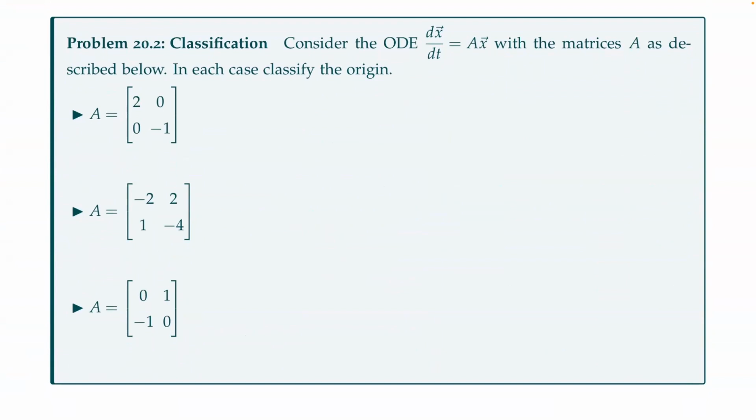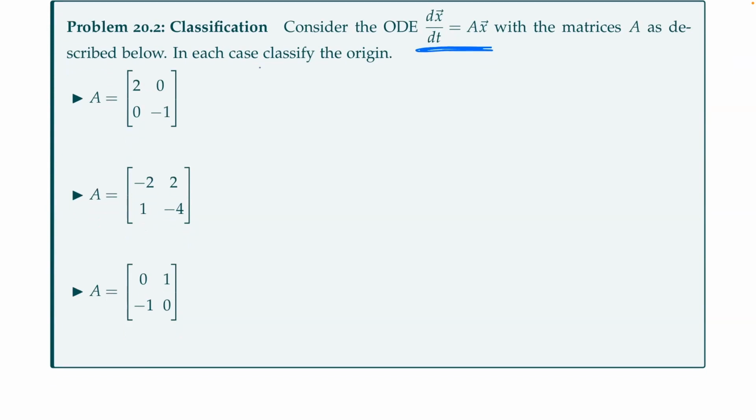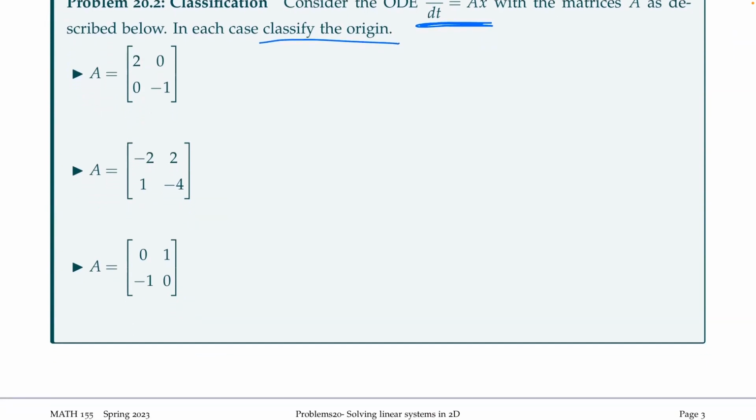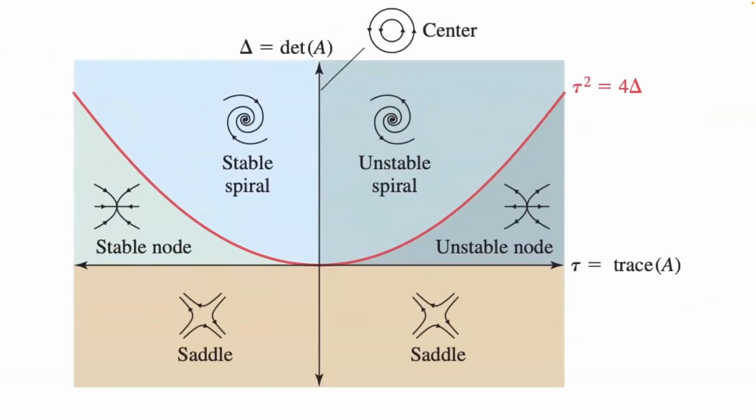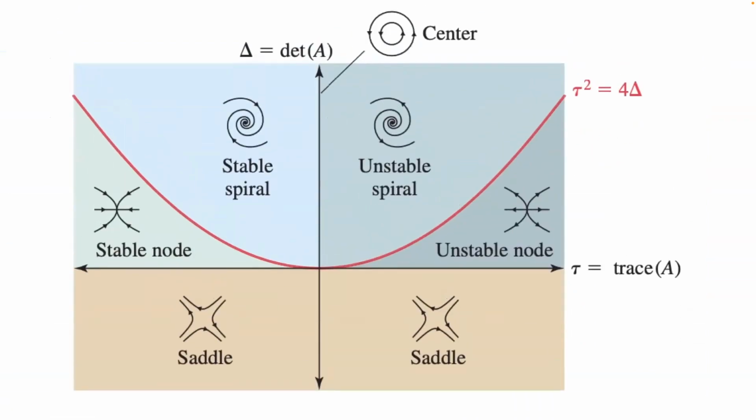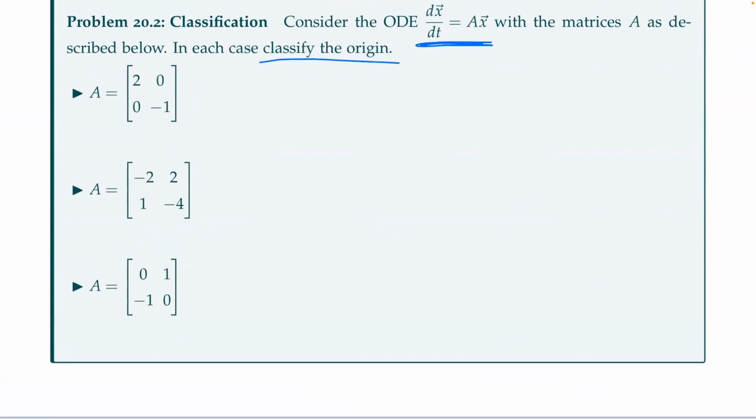Okay, so we're given 3 matrices here, and we're told that these are matrices for linear systems. So we've got dx/dt is equal to A, each of these matrices, times x. What I want you to do in these cases is classify the origin. So in these linear systems, we only have one equilibrium, which is our origin. I want to work out whether that origin is stable or unstable, and whether it is a spiral, a center, a node, or a saddle. Okay, so essentially find out where you are on this diagram using these matrices. Okay, so I'll go through the first one with you guys.